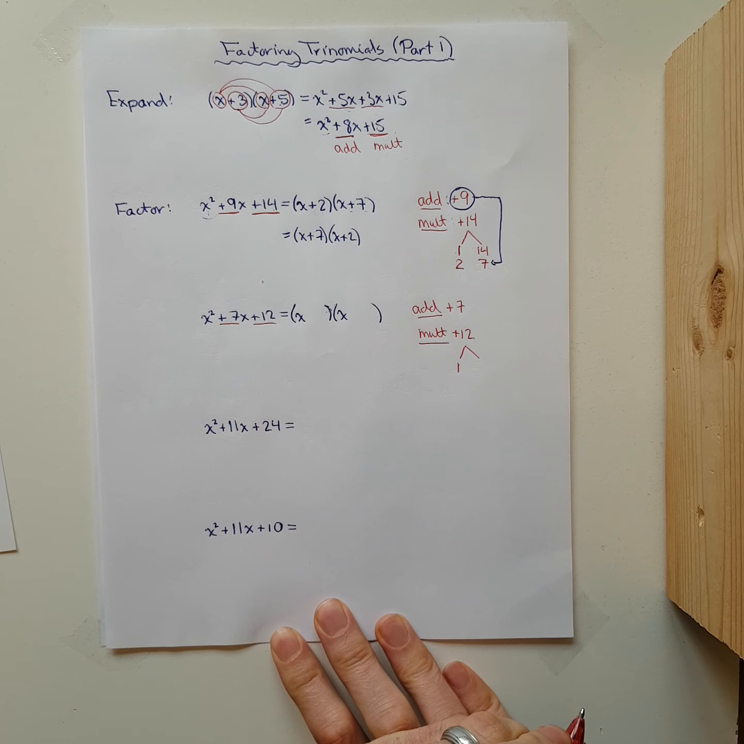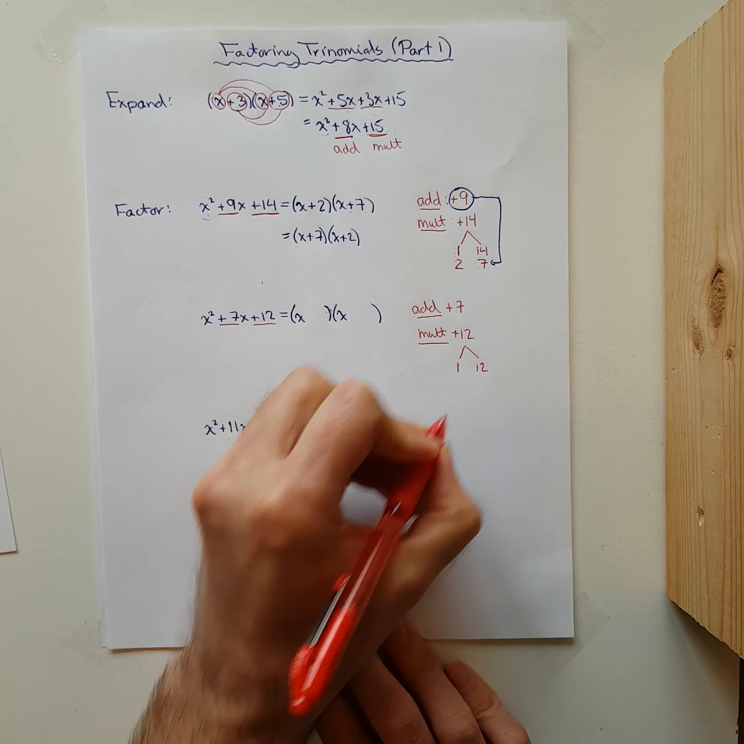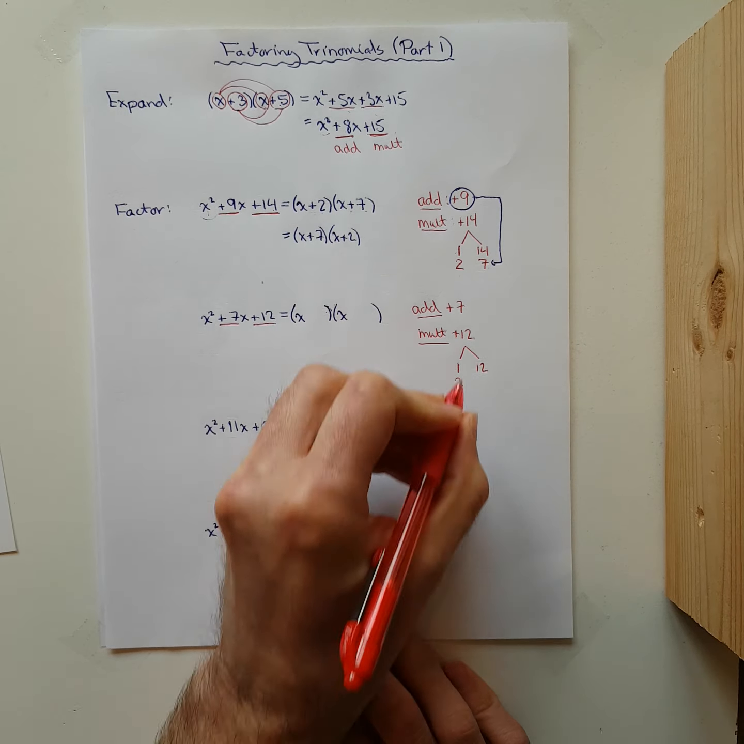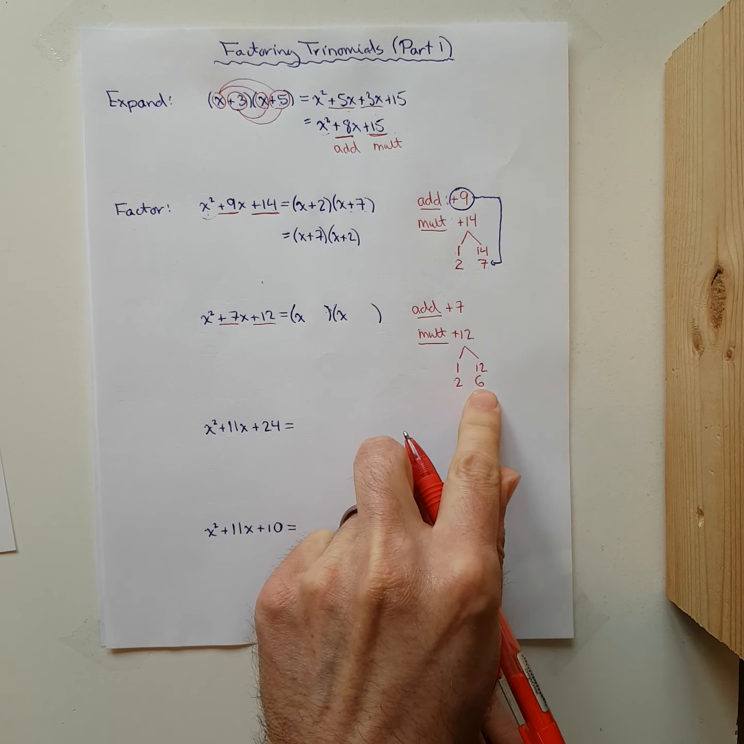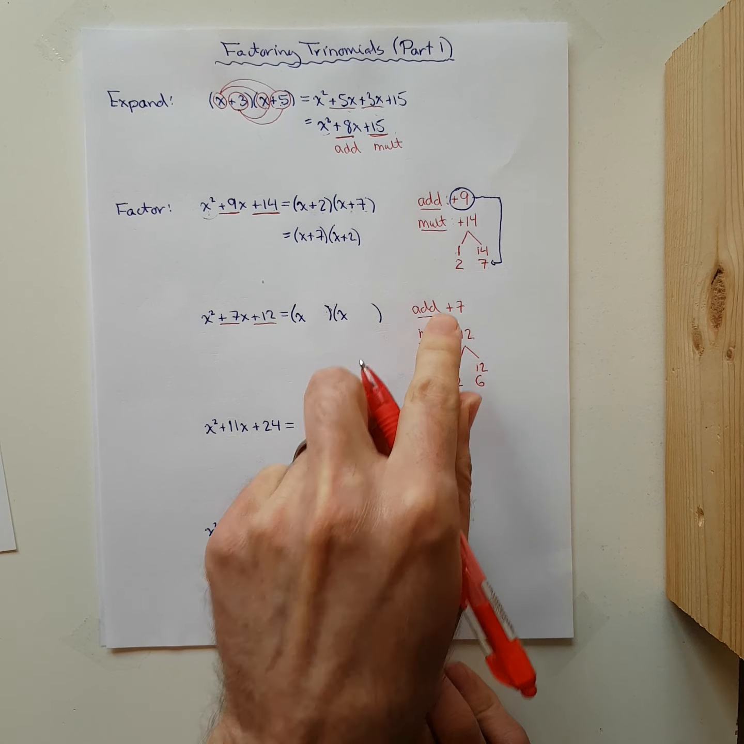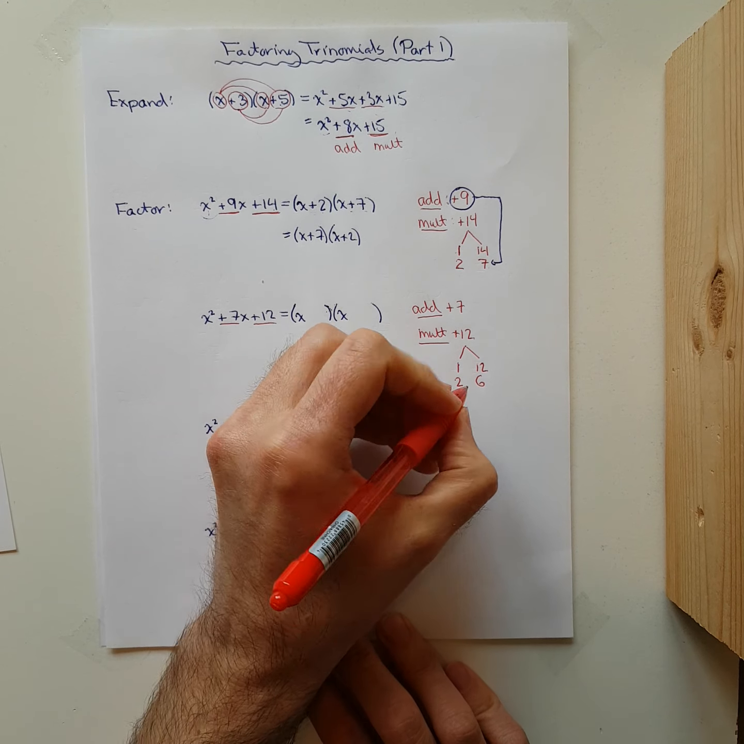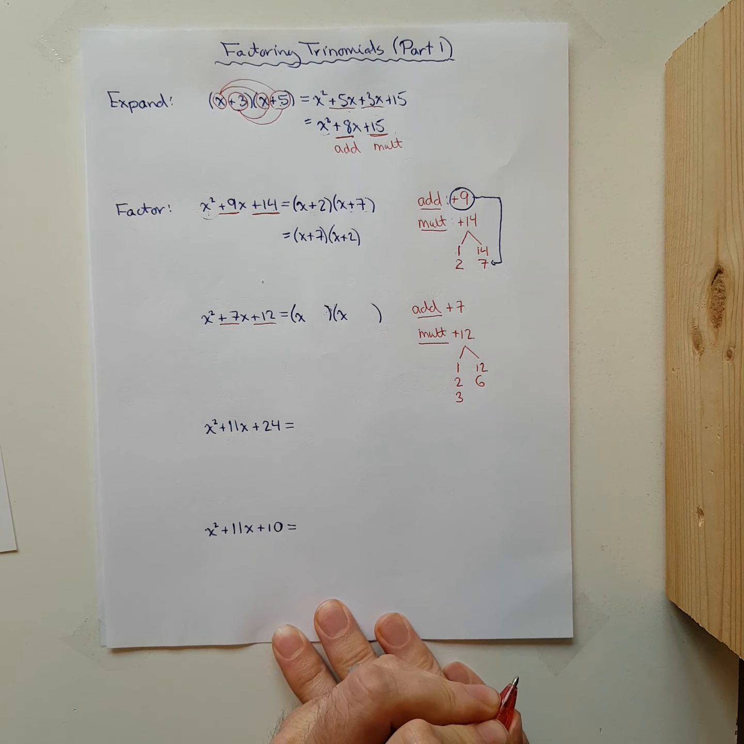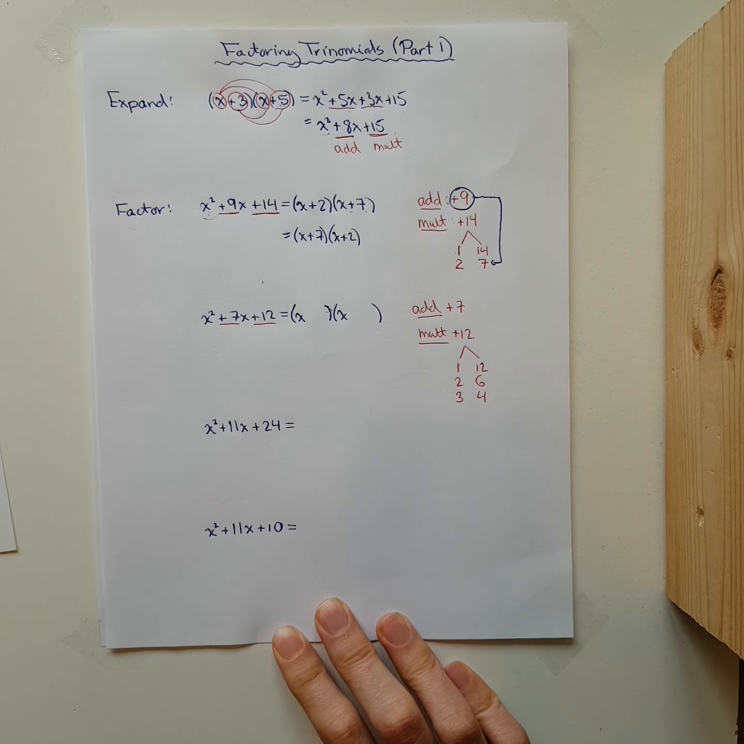And again, if I'm doing it, I just do this in order. 1 and 12 will work. What about 2? Yes, 2 and 6 will work. Some of you may have thought about that pair of numbers and said, but those don't add to 7. That's right, because there is one more pair that will work as well. Don't forget, if we try the next one, 3 times 4 will also give us 12.